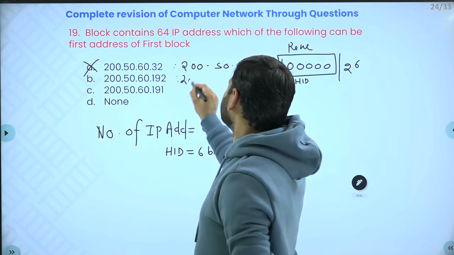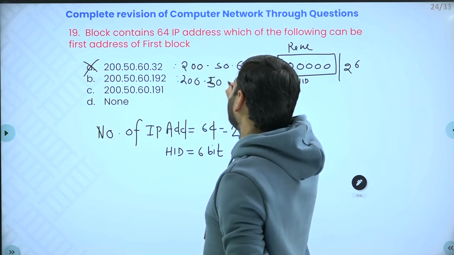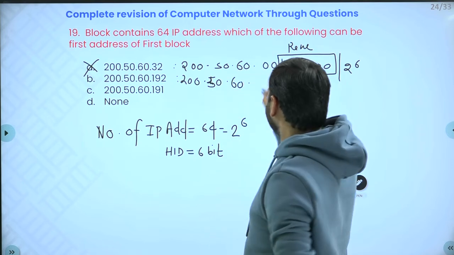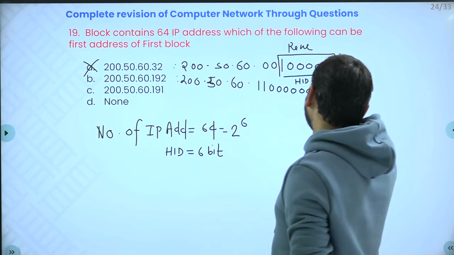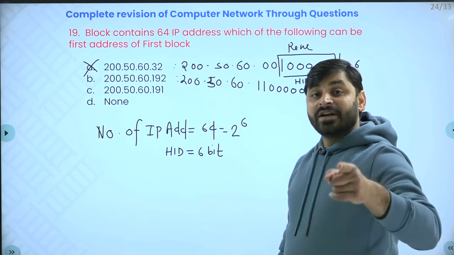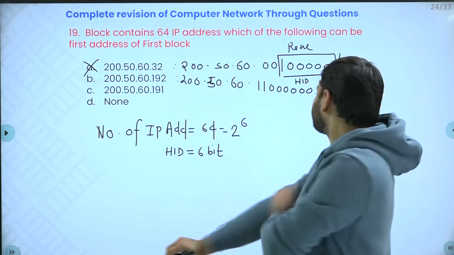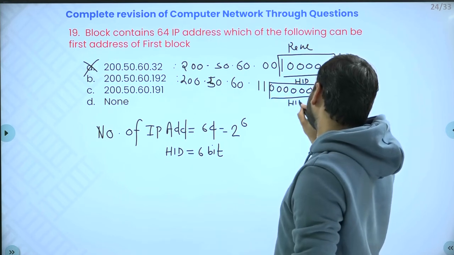Now if we go for this, 200.50.60.192, means 1, 2, 3, 4, 5, 6, 7, 8. If I divide by 2 power 6, the first IP address must be divisible by the size of the block. Block size is 2 power 6. The last 6 bits are representing host ID. Yes, it is true.